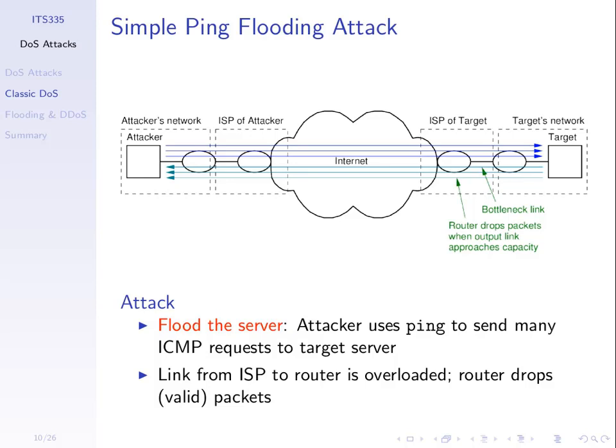The target bottleneck link receives many of these echo request packets from the attacker such that the link is overflowed. The ones that do get through, the target receives the echo request, and with ping you send back an echo reply. You send back the response. So all the replies come back to the attacker. So that's the simple attack.